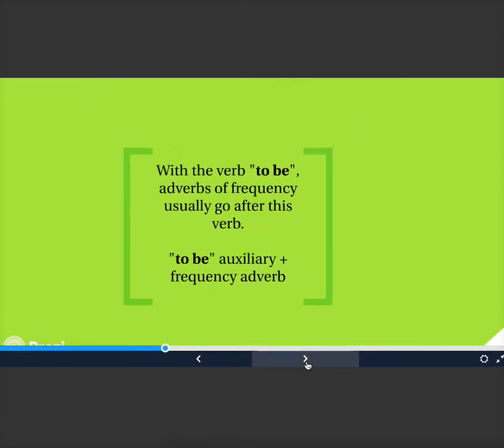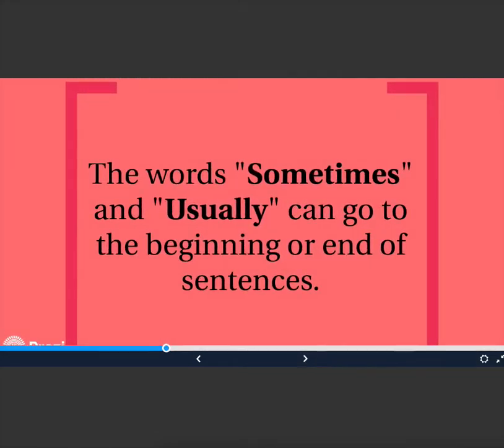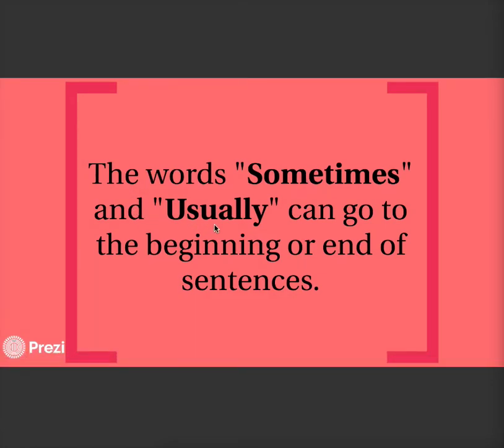And rule number 3. We are going to check this rule. Natalia, can you please help me reading this part? Yes, Miss. The words sometimes and usually can go at the beginning or end of sentence. Thank you. And this is another exception, guys. You can use frequency adverbs before the verb, but in the case of sometimes and usually, that can go at the beginning of the sentence.